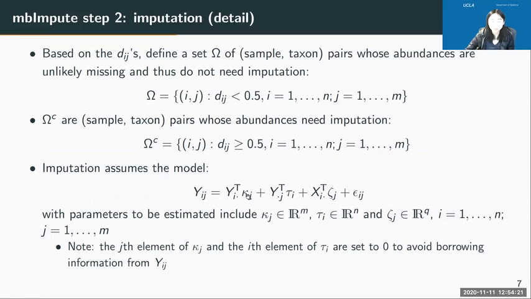You can see that we allow each coefficient vector to be specific to taxon J, specific to sample I, and specific to taxon J. So we actually have many parameters to estimate given this model. One technical note is that we do not want to use Yij itself to impute itself, right? That's not useful. So we specifically set the jth element of kappa j to 0 and the ith element of tau i to 0, so that we avoid borrowing information from Yij itself.